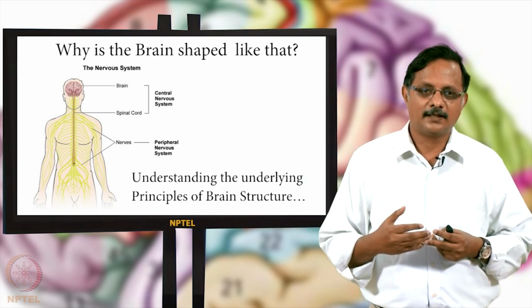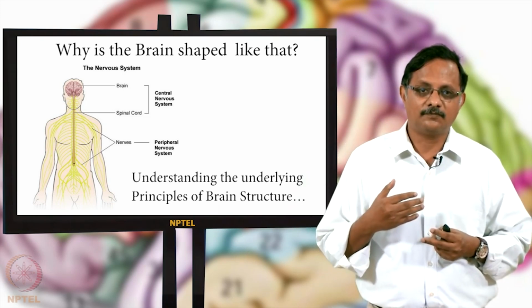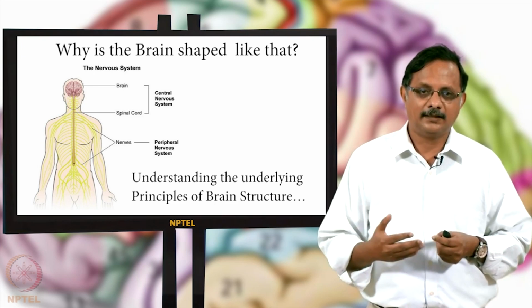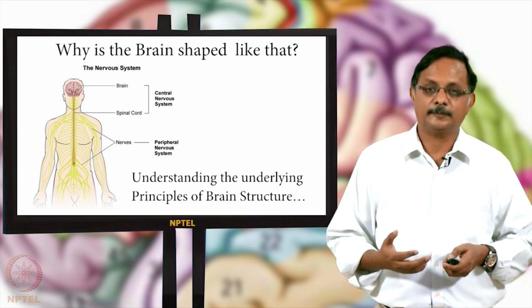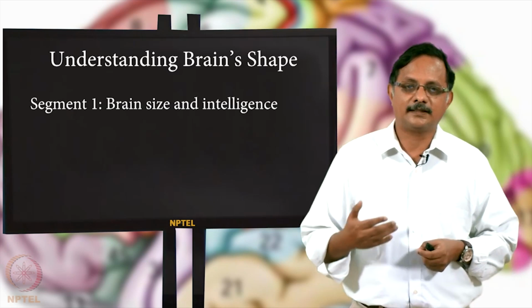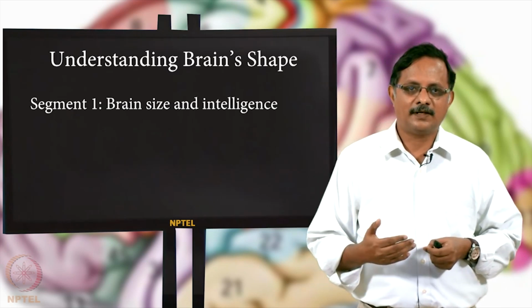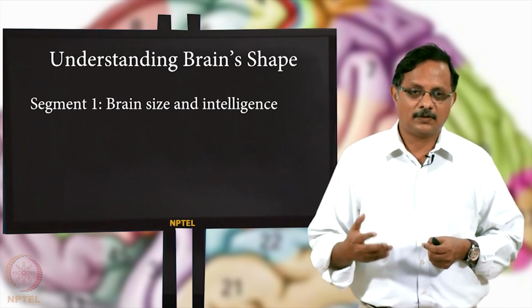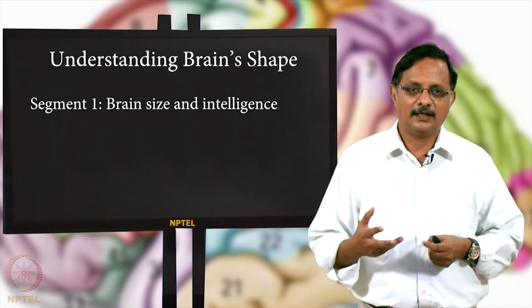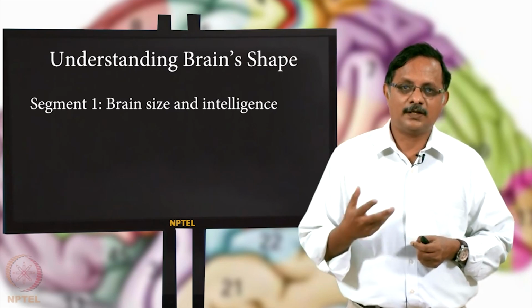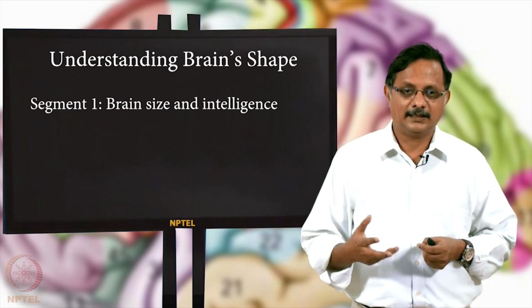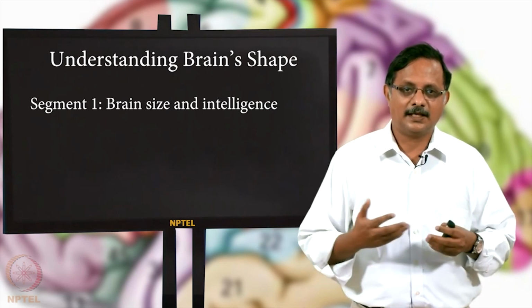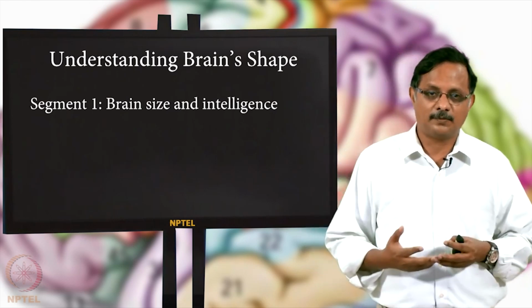We will try to ask what are the evolutionary forces that shaped the brain and made it the way it is today. In this lecture there are three segments. In the first segment we will try to see if there is any correlation between brain size and intelligence, because one of the things we would like to understand about the brain is why it is so intelligent, what is so special about it that makes it so intelligent. Is there any connection with any of the structural properties of the brain?